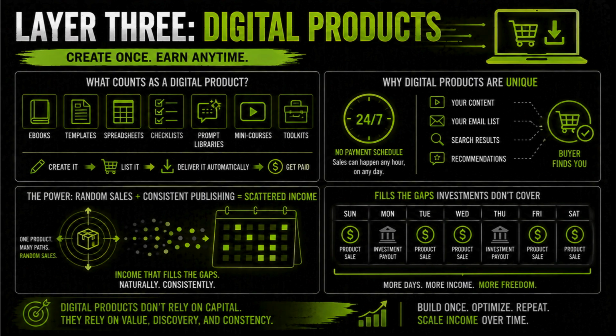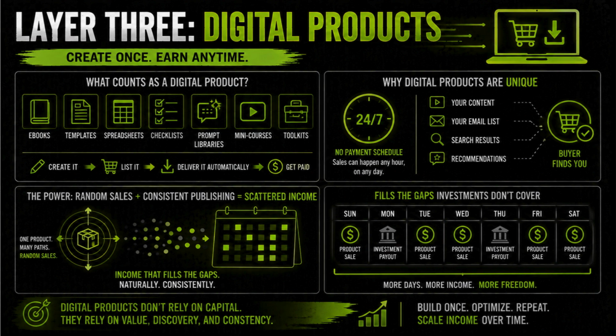Ebooks, templates, spreadsheets, checklists, prompt libraries, mini courses, toolkits. Create once, list on a platform, delivered automatically when someone buys. Here's what makes digital products distinct in a monthly income architecture. They don't have a payment schedule. A product sale can occur at any hour on any day whenever a buyer finds the product through your content, your email list, a search result, or a recommendation.